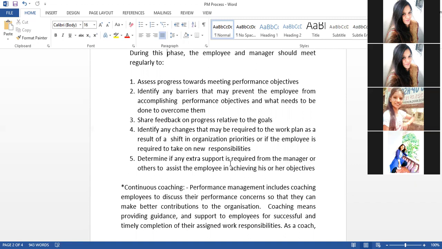Okay, and then last one: determine if any extra support is required from the manager or others to assist the employee in achieving his or her objectives. Yeah, I think it is extremely important that once you are monitoring, you are also trying to figure out what kind of assistance is required for your employees, or what kind of extra support is required for your employees.